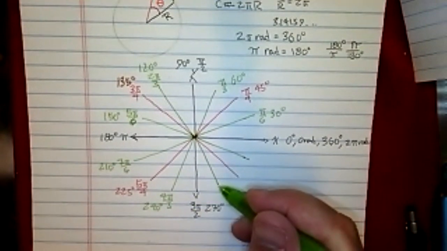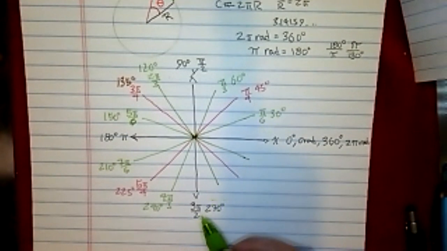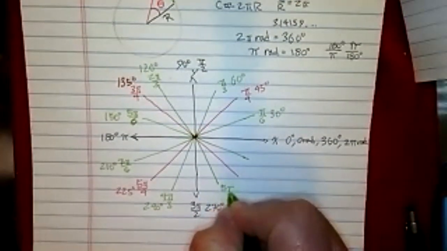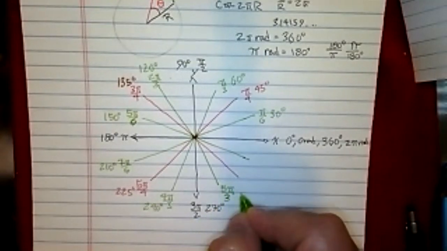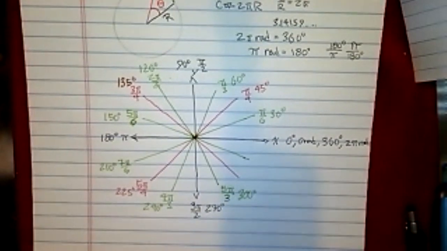We want to add to that pi over 6. So 3 pi over 2, to get a common denominator, I've got to multiply by 3. That'll be 9 pi over 6 plus pi over 6, which should give you 10 pi over 6, which is 5 pi over 3. And of course, this is also 270 plus 30, so it's 300 degrees.